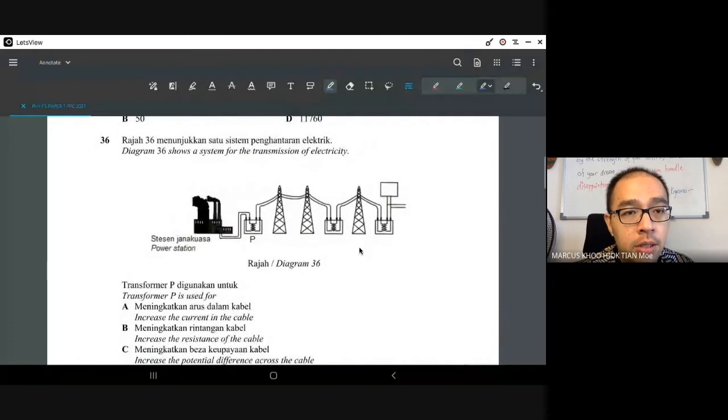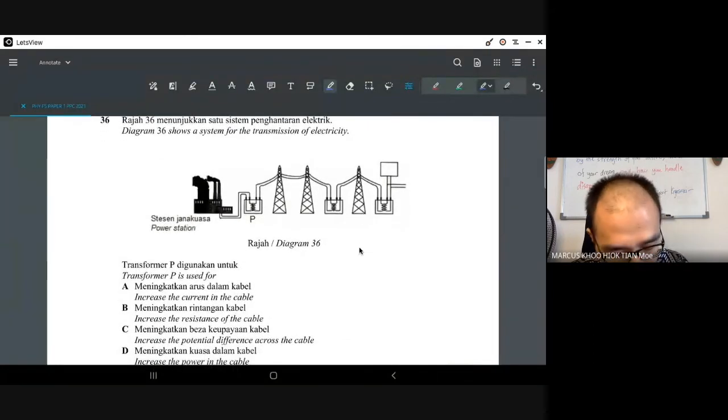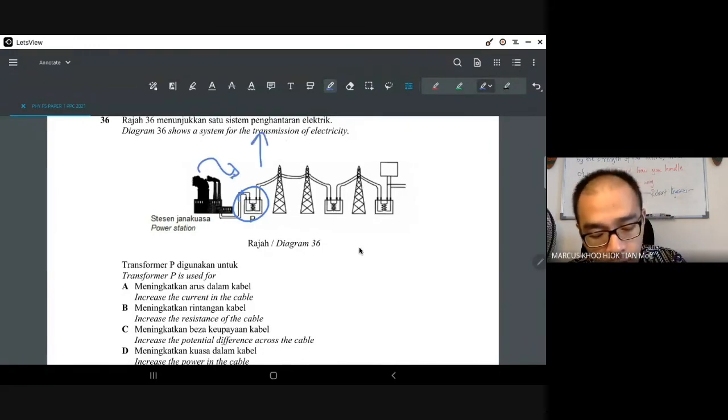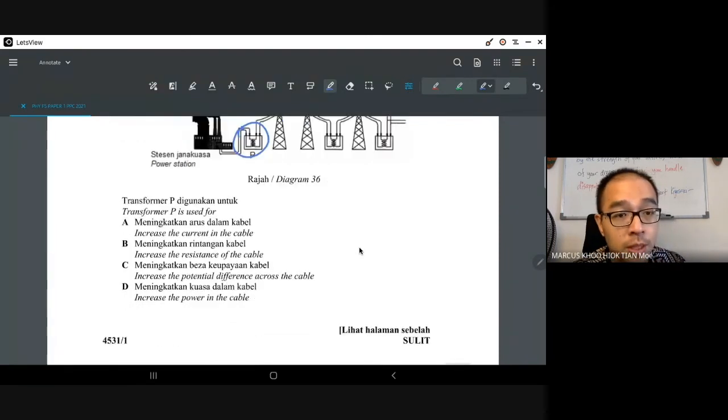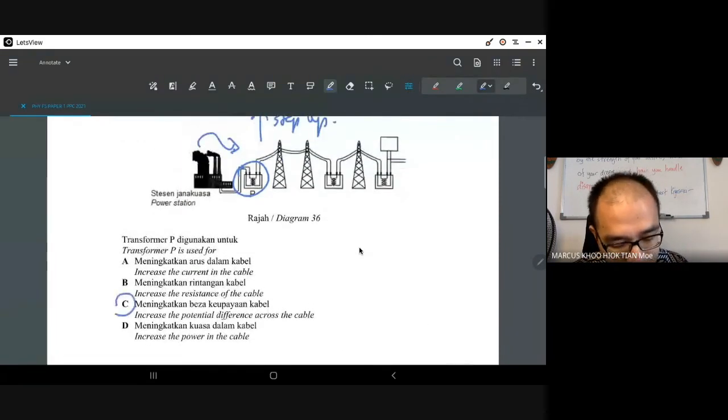Transmission of electricity, transformer P. Once it comes out from the power station, it has to be stepped up. So we're talking about a step-up transformer. What is the use of the step-up transformer? It is to increase the potential difference. You don't talk about increasing the current, that one is wrong.